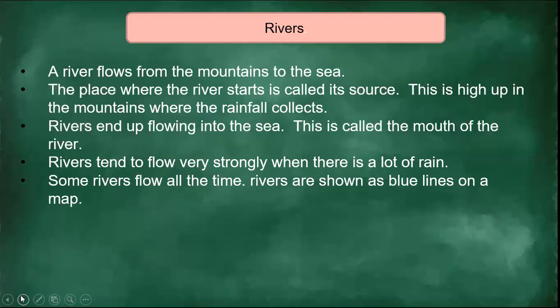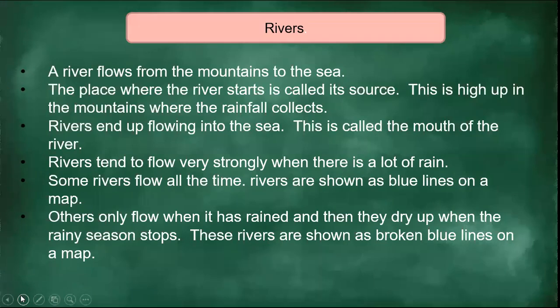As I've said, rivers are shown as blue lines on the map. So when we're looking at the map of South Africa or the world, when we want to identify a river, they will show it as blue lines. Those are symbols. The blue lines will show that this is a river, okay?